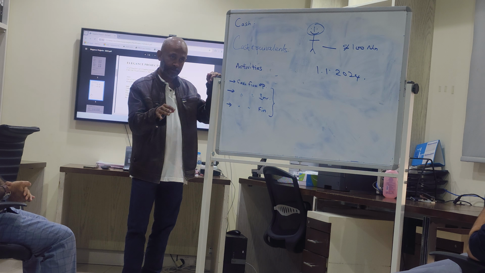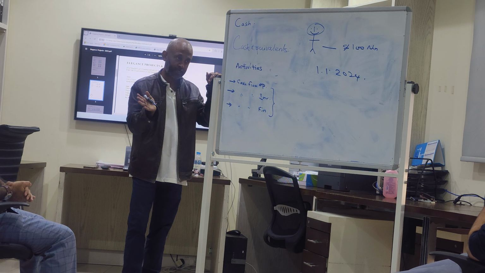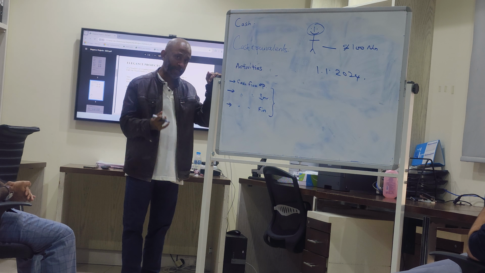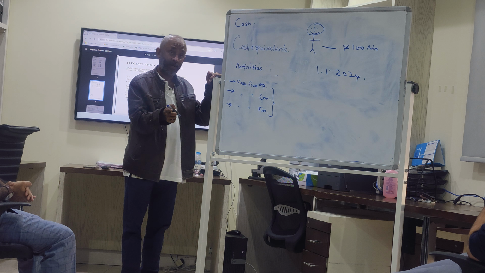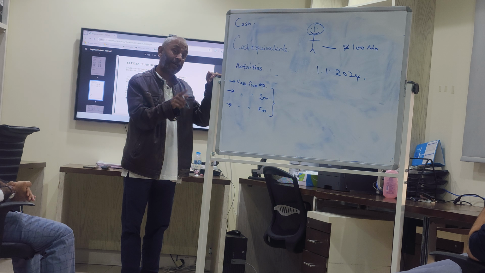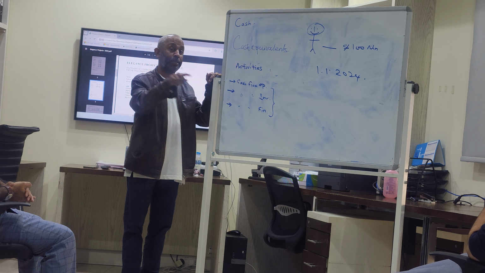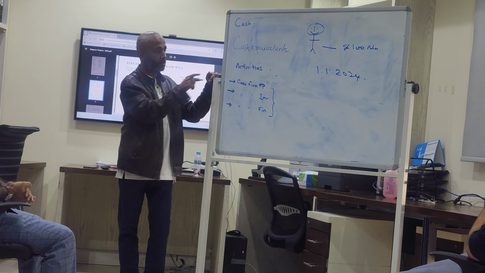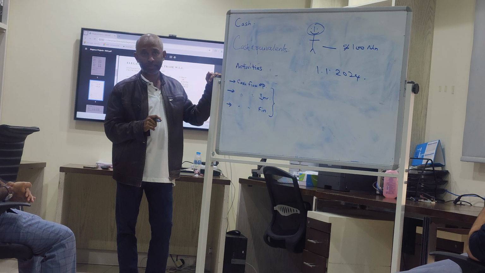Suppose, if you talk about this group, the cigarette business. So the cash that you generate or the cash that you pay for maintaining and running your day-to-day business of cigarette is cash flow from operating activities.